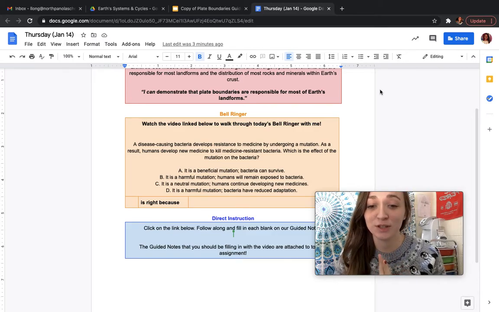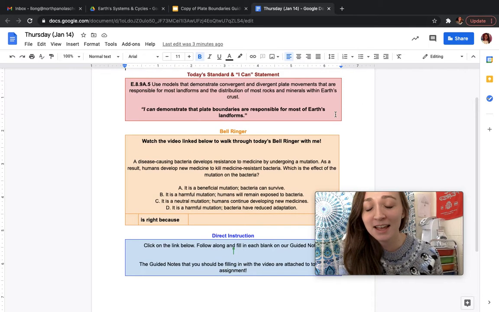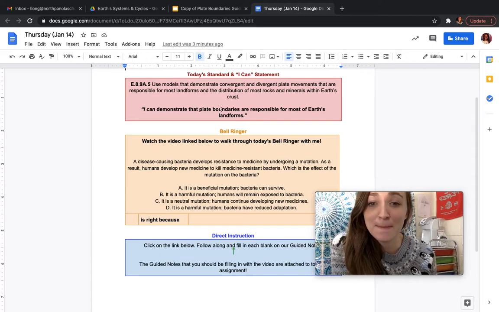Okay, so we have just finished our bell ringer, so we should have our guided notes pulled up so we can fill them in as we go. What are we talking about today? Today I can demonstrate that plate boundaries are responsible for most of Earth's landforms.